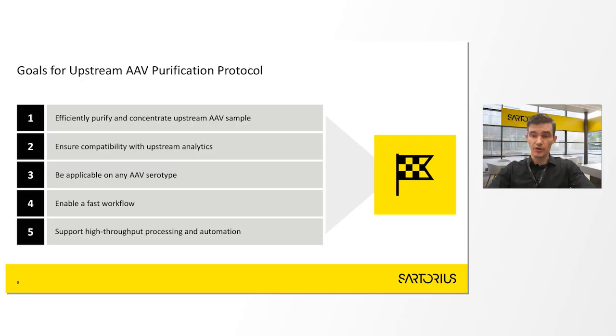So we went back to our drawing board and we set goals that we need to achieve for our purification protocol. So to, let's say, efficiently purify and concentrate our AAV sample that is compatible with different upstream analytics. The protocol should be applicable to any serotype, even chimeras or engineered capsids, or the capsids where we are currently lacking a method. The protocol should be fast, and it should support high throughput processing and automation, so the plate format.